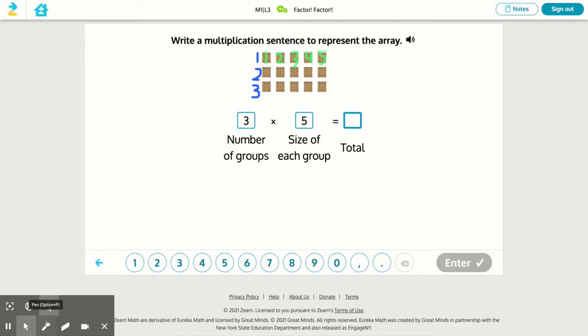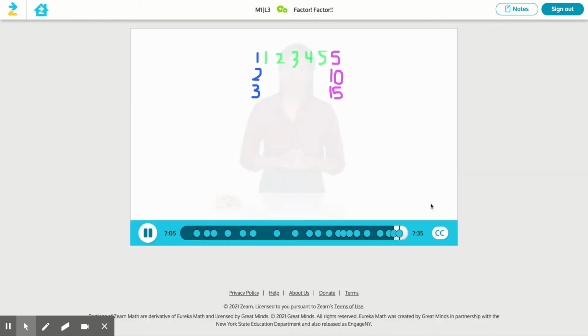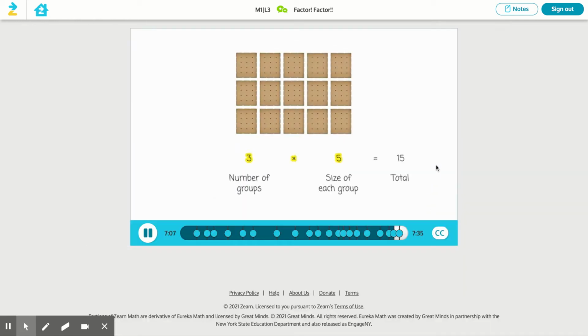All right, let's see how you did. If I use skip counting to find my product, I know that at the end of the first row, I have 5 graham crackers. By the end of the second row, I have 10 graham crackers. And by the end of the third row, I would have 15 graham crackers. Because when I skip count by 5s, I say 5, 10, 15. Therefore, I know that my total or my product is 15. Three groups of 5 makes a total of 15 graham crackers.